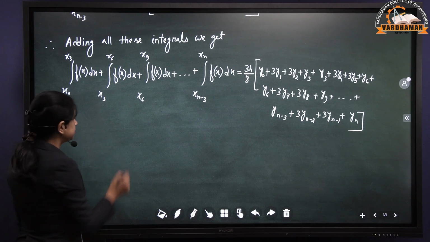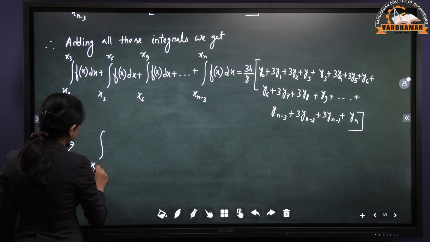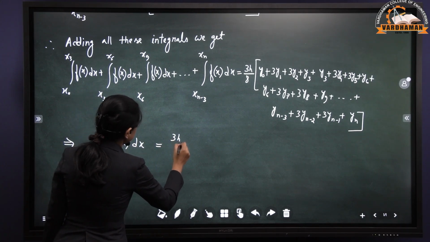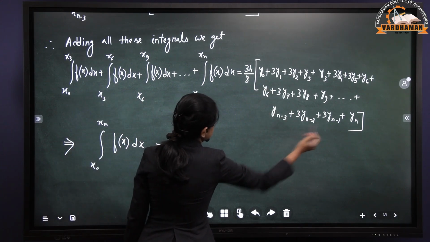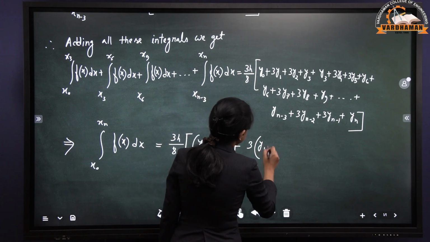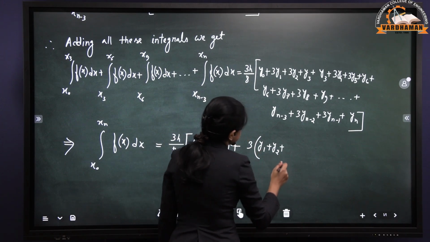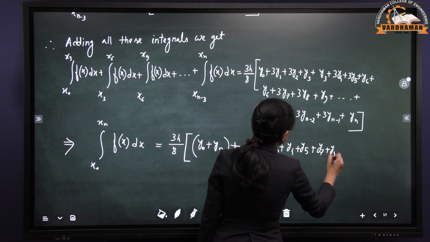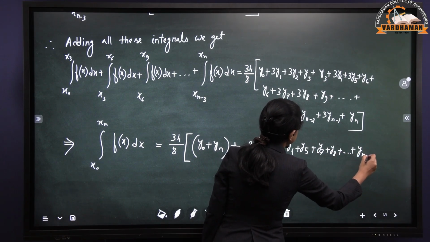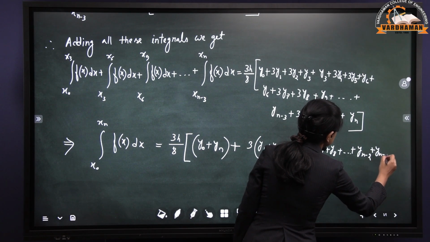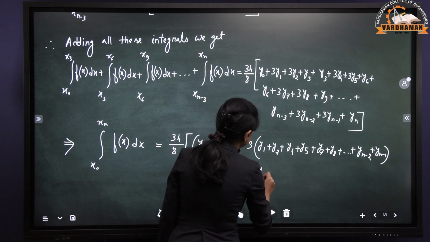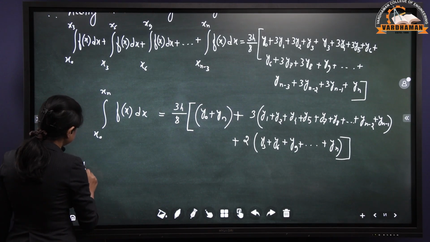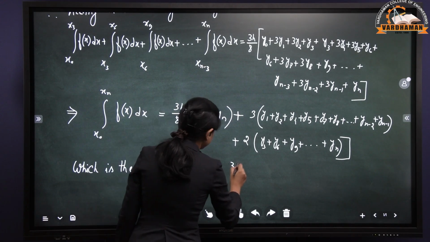Now look at this side. This side we can write it as integration x0 to xn f of x dx, which is equal to 3h by 8 first term plus last term plus 3 into y1 plus y2 plus y4 plus y5 plus y7 plus y8 plus so on yn minus 2 plus yn minus 1 plus 2 into y3 plus y6 plus y9 plus so on yn, which is the required Simpson's 3/8 rule.